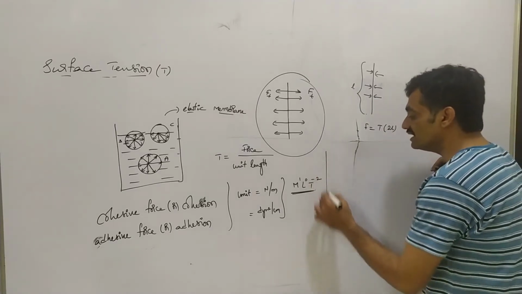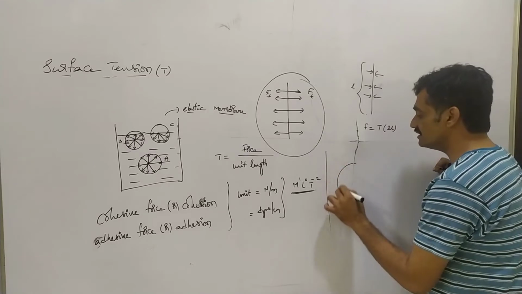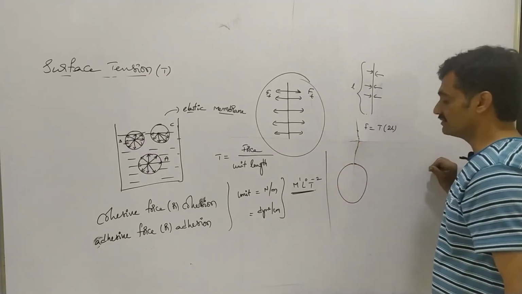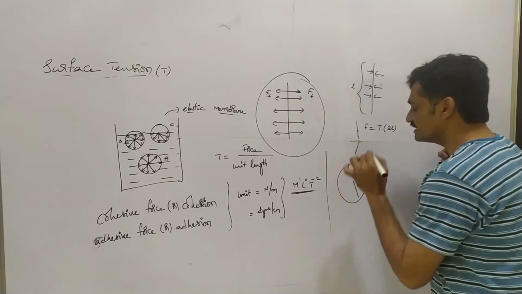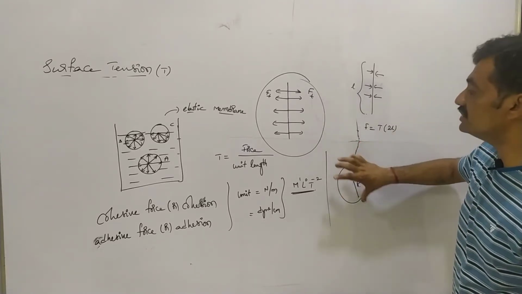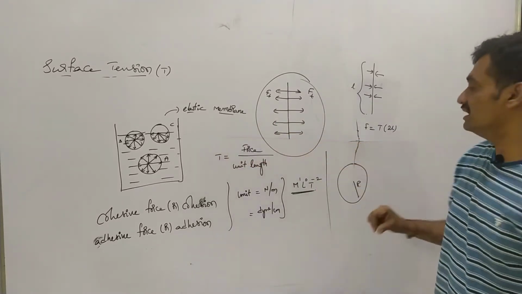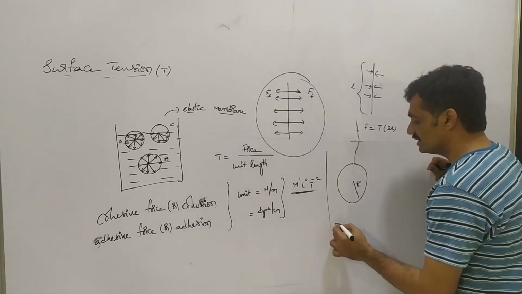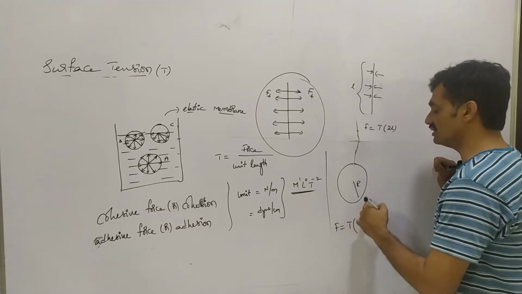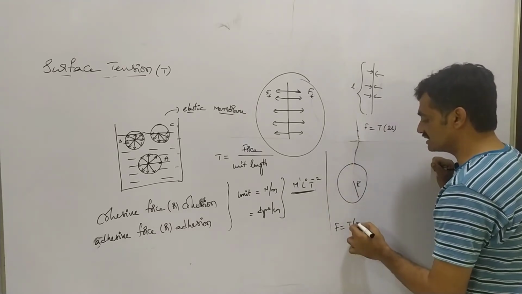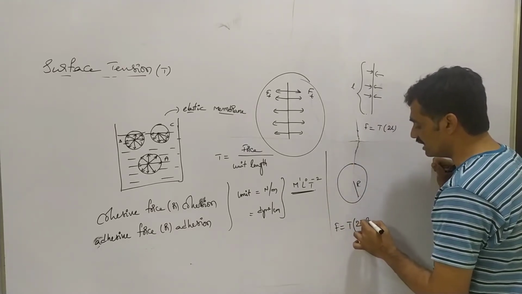Similarly, if we consider a disc, the radius of the disc is R. The force acting due to the surface tension is given as F equals surface tension into the circumference of this disc, 2 pi R.